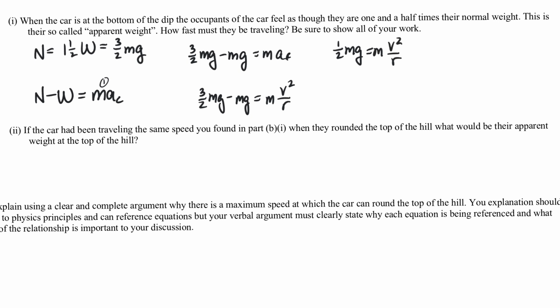I'll notice I have an m in every term on both sides, so I can factor it out and get rid of it, assuming it's not 0. And then I can show that it's g times r over 2 on the left equals v squared by multiplying both sides by r. And let's see, r is 20, g is 10, so 200 divided by 2 is 100, and the square root of 100 is 10 meters per second. That's the answer. Any questions about that?